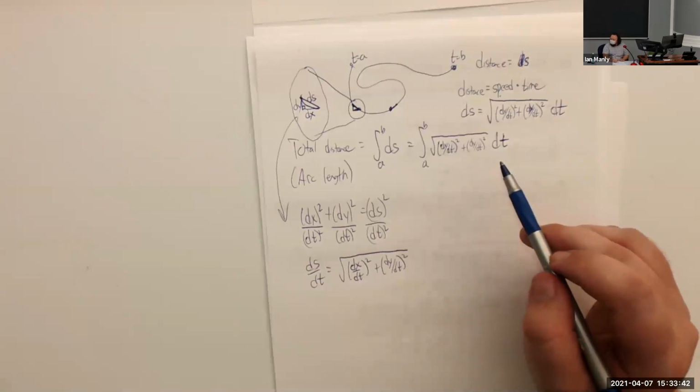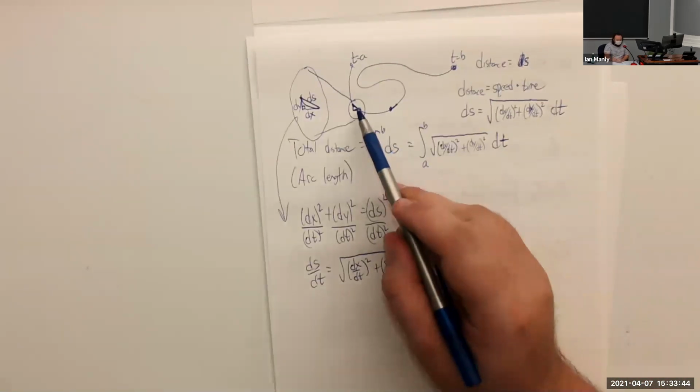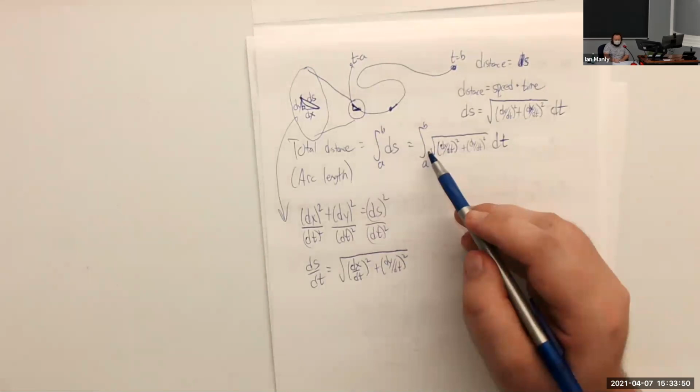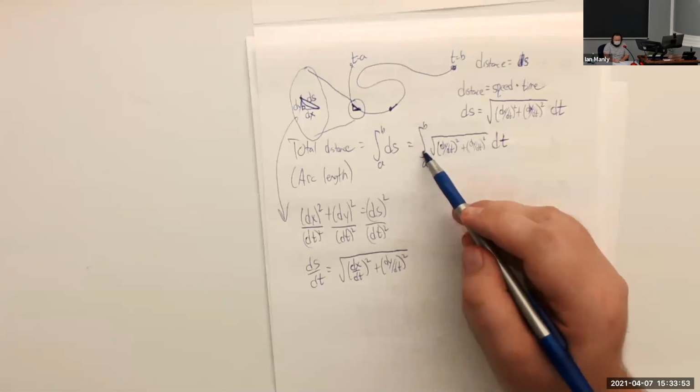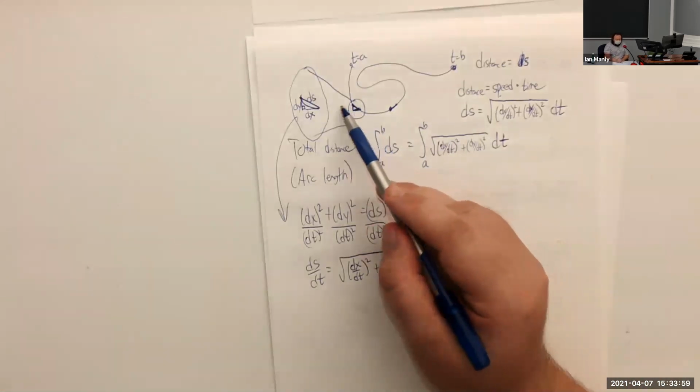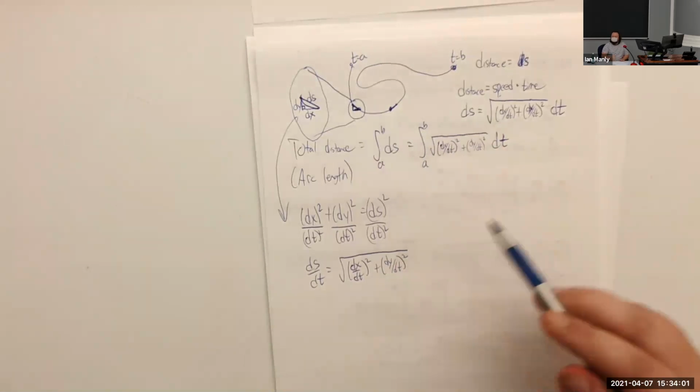So this is an approximation, not an exact answer. It's an approximation if we have only finitely many of these. But as we send the number of these to infinity in the limit, then we get an exact answer, and that's going to be our integral here. So the integral is going to be exact, but the little building blocks that we use on our way to the integral are approximations.